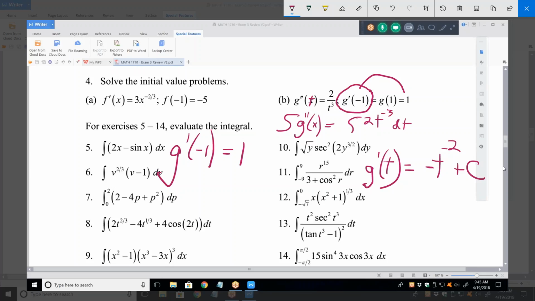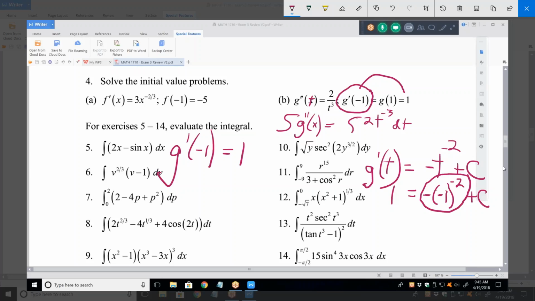So you just plug -1 in for t, and so you get negative -1 raised to -2 plus c equals what? Equals 1. Right, okay. Now that allows us to solve for c. What's that equal to? It would be 1 over 1, which is 1.